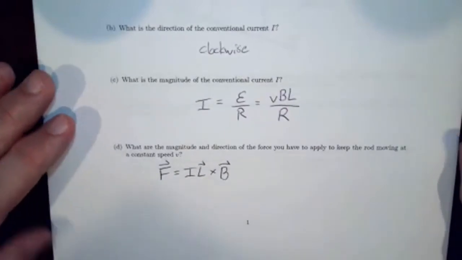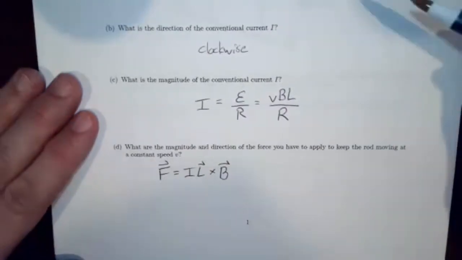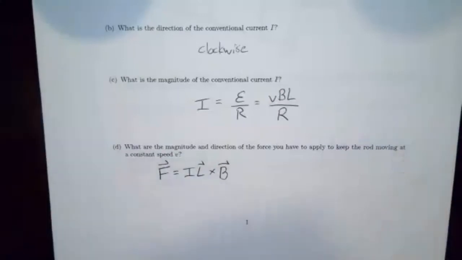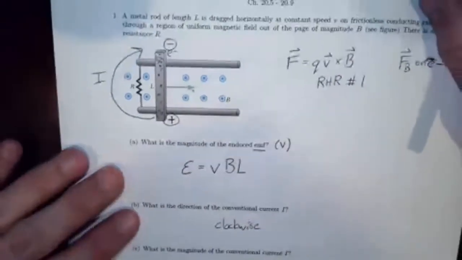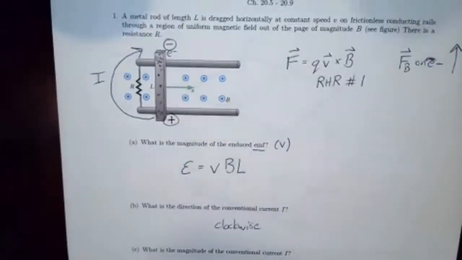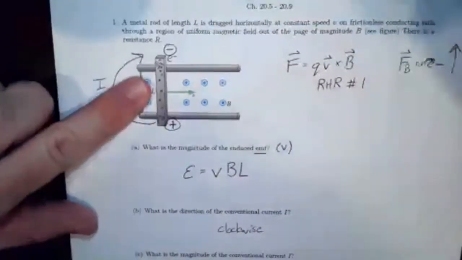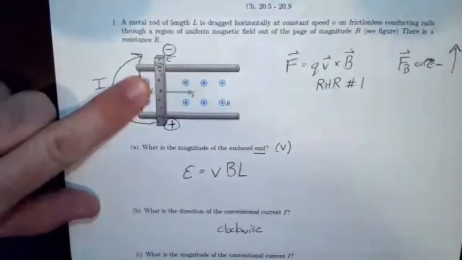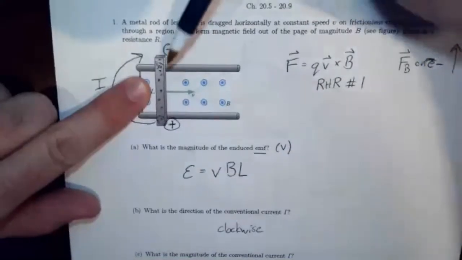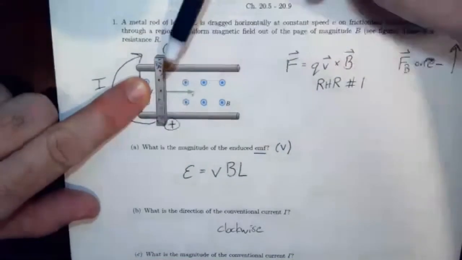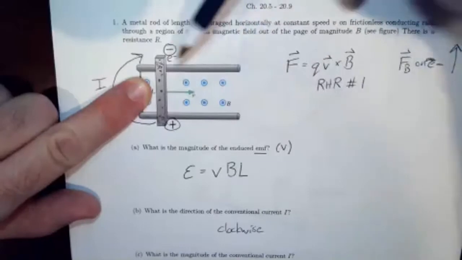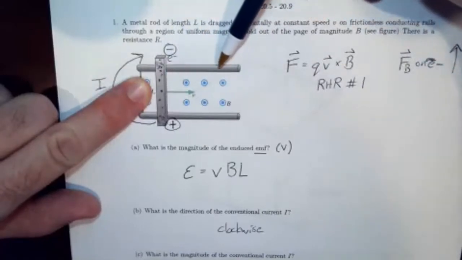All right. And then lastly, what is the magnitude and direction of the force you have to apply to keep the rod moving? So let me talk about why there's a force required on this rod now. Some of you may remember from the reading that if I take this resistor away so that the rails are not connected, and I move the bar, once it starts moving, it'll stay moving.